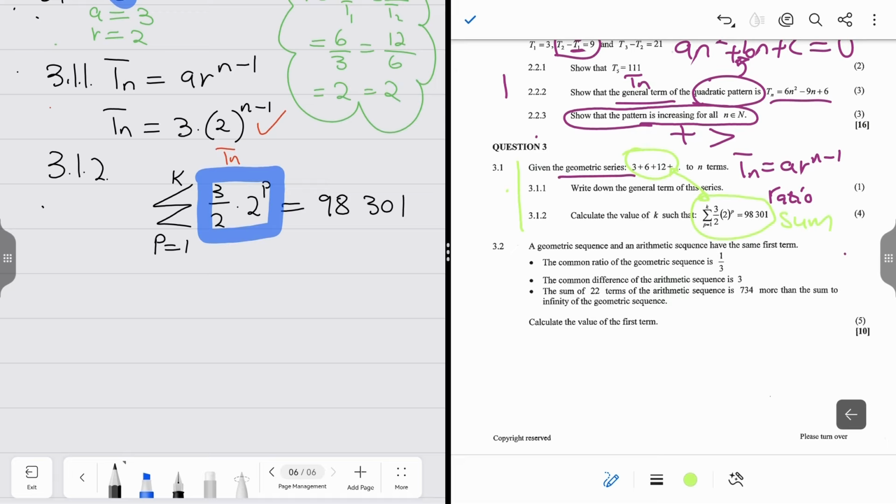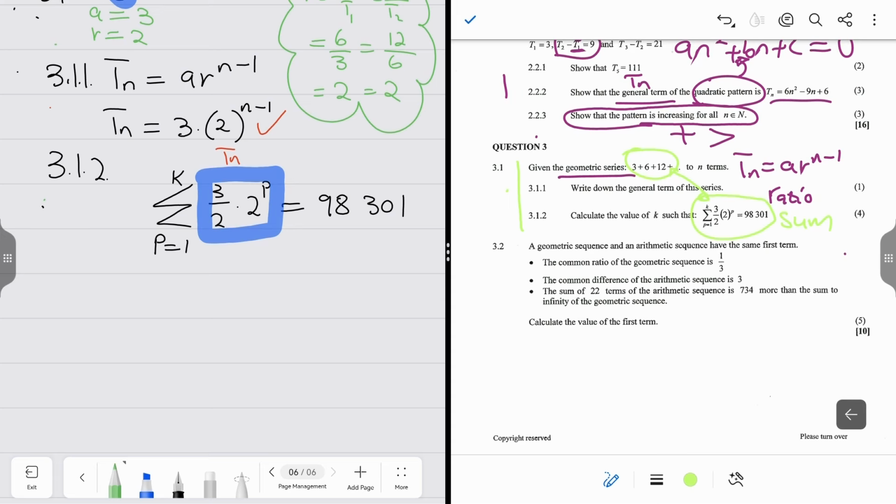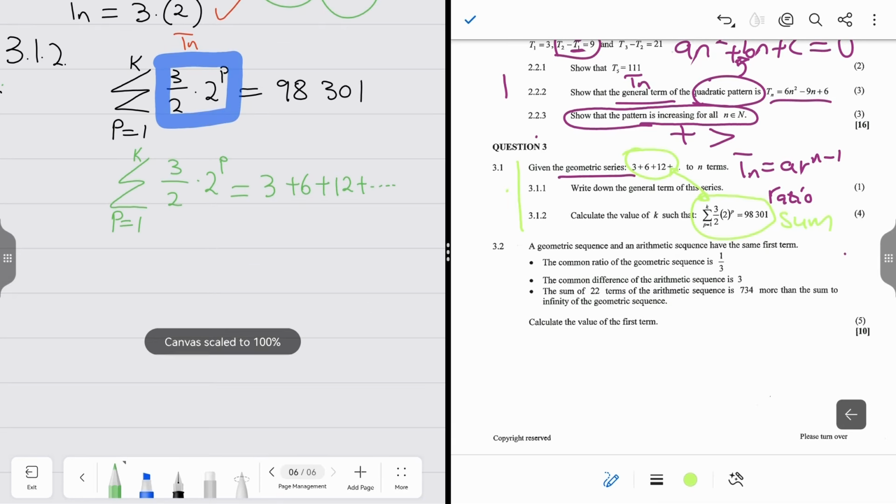So this simply means that the same thing we have said there can also be said in a different manner. We can say that the sum, starting from p equals 1 and ending at k, of 3 divided by 2 multiplied by 2^p, equals 3 plus 6 plus 12 plus many more terms which we don't know. You can represent it in this manner because that is what it is when we say it is a continuous thing.